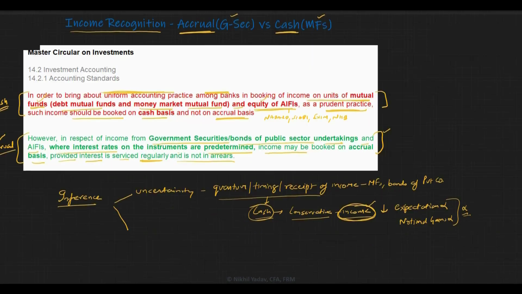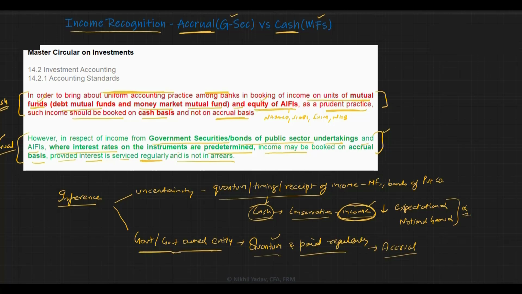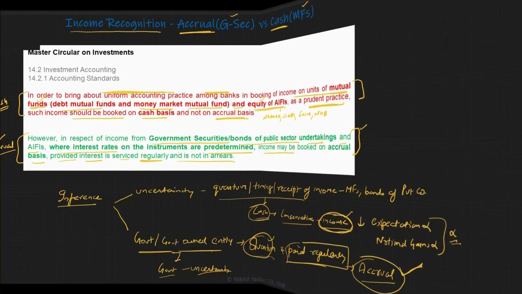as we are not sure whether we will receive the income or not. Whereas on the other hand, when the instrument is issued by the government or any government-owned entity, wherein the quantum is known and is paid regularly, in such cases we can book income on accrual basis. Why? Because the government is backing it. There is no uncertainty as such, as we are sure about the quantum and the regularity of the payment. Hence, we assume that we'll be receiving the payment, so we book the income on accrual basis.